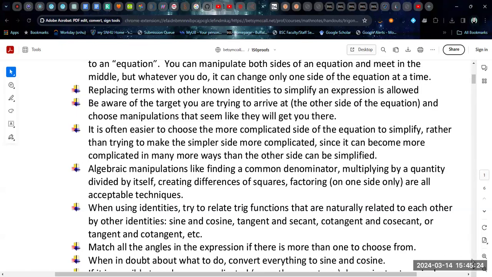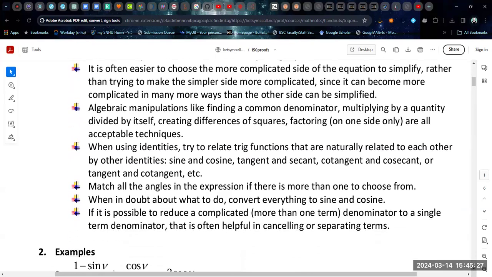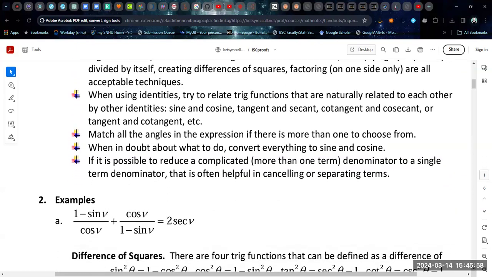Algebraic manipulations like finding a common denominator, multiplying by a quantity divided by itself, creating differences of squares, and factoring on one side only are all fine. When using identities, try to relate trig functions that are naturally related to each other. So sine and cosine have Pythagorean identities, tangent and secant, for instance, cotangent and cosecant, or things that are reciprocals of each other, like tangent and cotangent, and so forth. Match all the angles in the expression. So if you have a double angle in one and not a double angle in the other, try to either make them all double angle or all single angle.